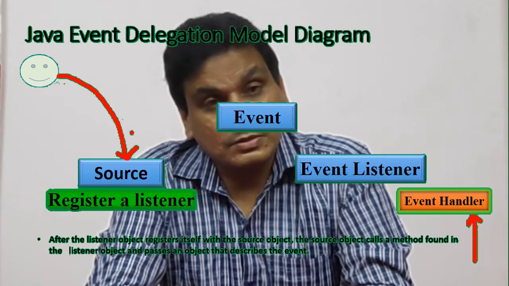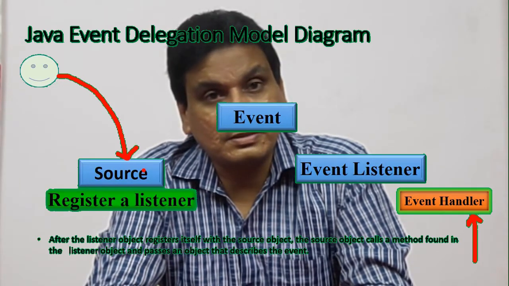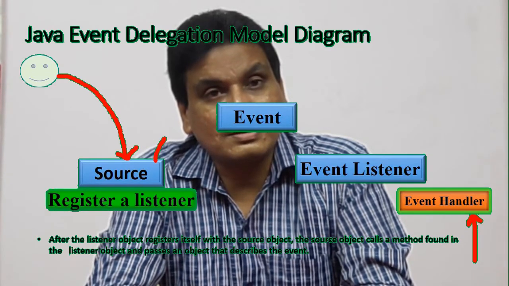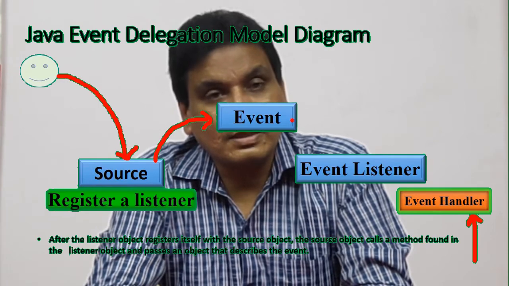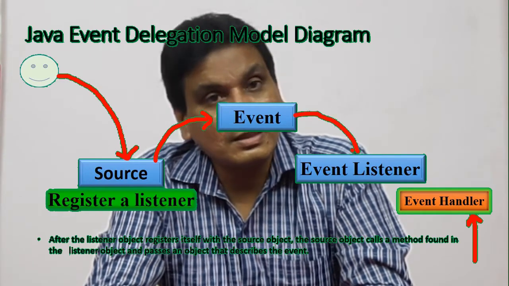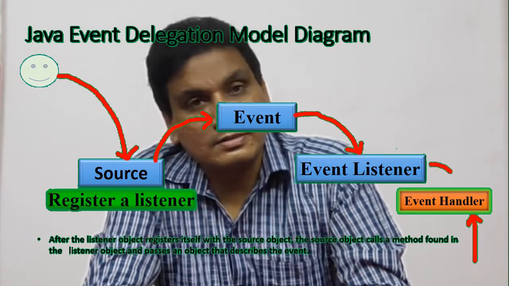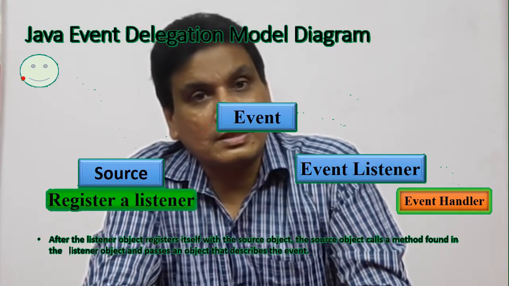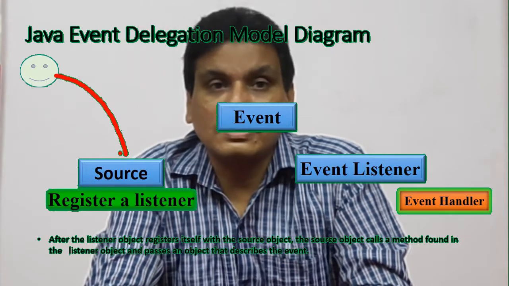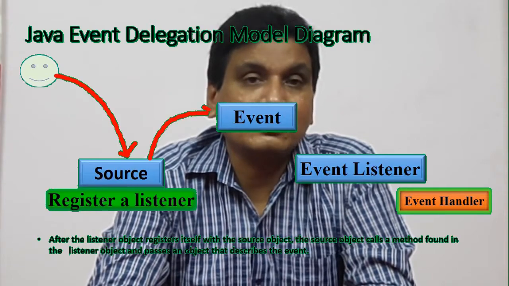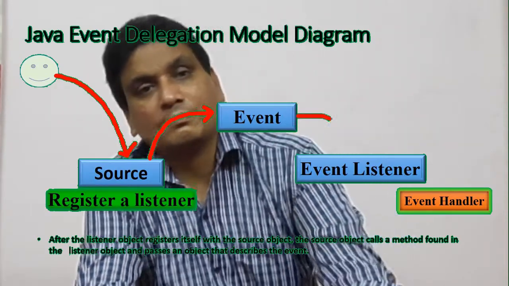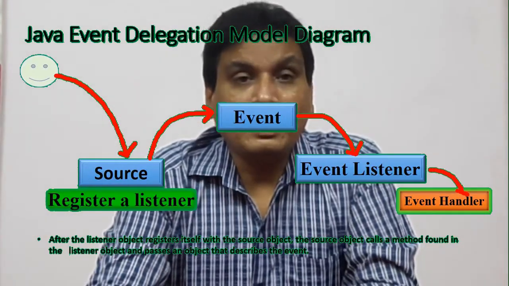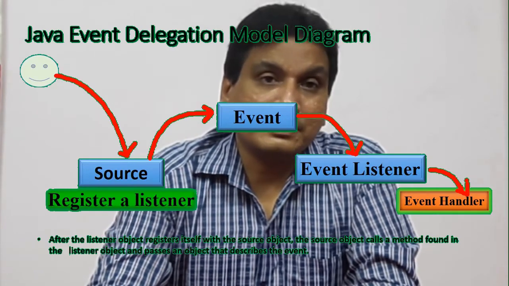Now what happens when a user interacts with the button or a checkbox or a text box or anything? The source is going to generate an event, and there must be some component that listens to this event and takes the action. In a very simple way, the flow is: the user interacts with the source, and the source generates an event. The event will be listened to by an event listener and finally handled by an event handler. So this is the general flow.